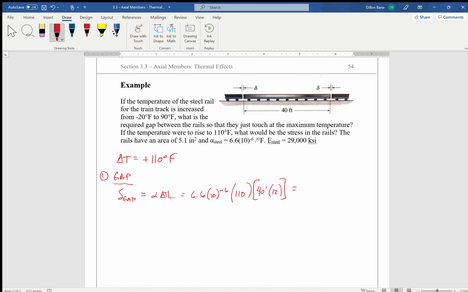So if we run this math out, what we find is the gap needs to be 0.348 inches, so that when the rails undergo a temperature change of 110 degrees, the rails will close the gap.